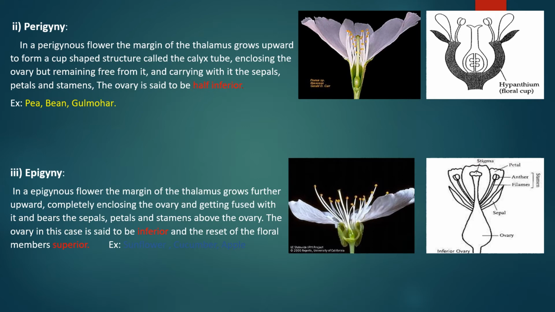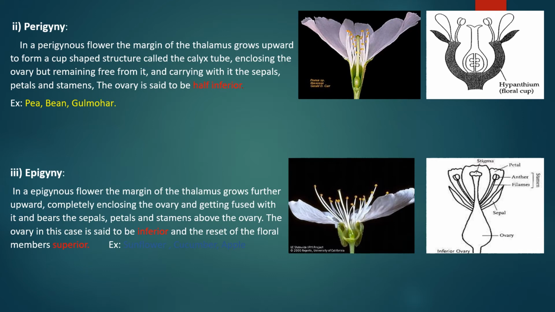The third one is what we call epigyny. In an epigynous flower, the margin of the thalamus grows further upwards, completely enclosing the ovary and getting fused with it, and bears the sepals, petals, and stamens above the ovary.